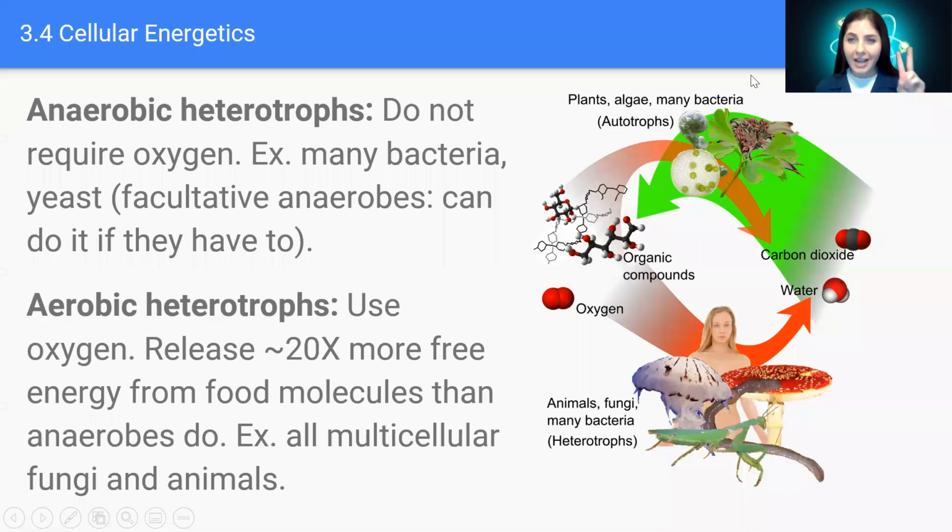We have two different types of heterotrophs: anaerobic and aerobic. Anaerobic means without oxygen, so these heterotrophs do not require oxygen. For example, bacteria as well as yeast do not require oxygen. These are also referred to as facultative anaerobes, meaning that they can do this if they have to. Now, the majority of fungi as well as animals are aerobic heterotrophs, meaning that they use oxygen, and they actually release 20 times more free energy from food molecules than anaerobes do.